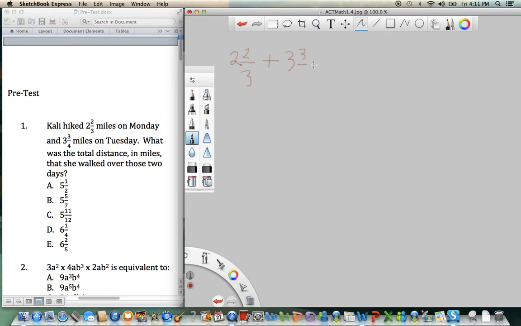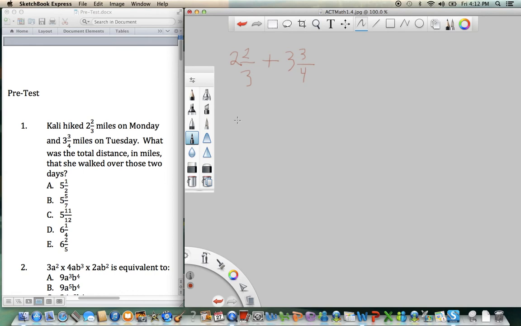You want to use an ATC strategy here to complete this question. If you remember how to add fractions, you'd have to get common denominators. You'd have to turn these into improper fractions and then find common denominators, which is just too time consuming. So what we're going to do is convert all fractions into decimals.